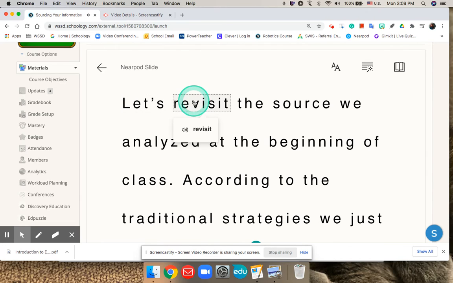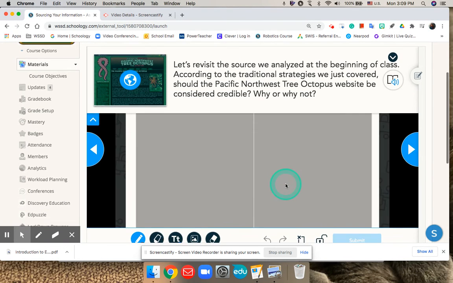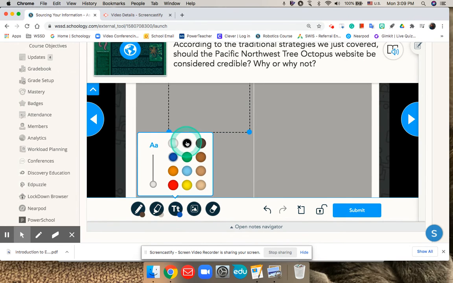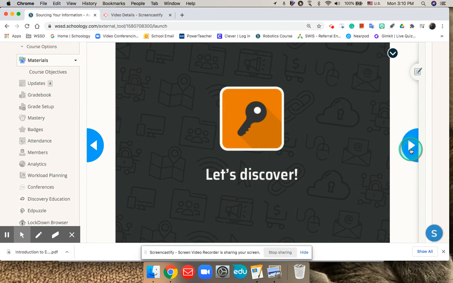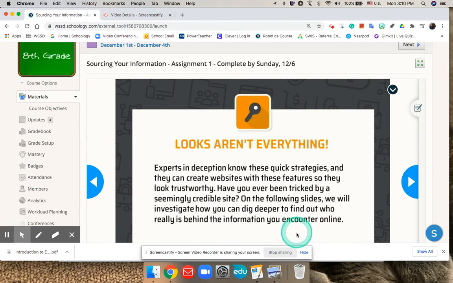Let's revisit. So you can do things that way. But if you're not doing stuff, this one lets you draw or use a magic marker or even type onto it. You can erase, you can add a picture of why you think something is credible or not. So there's a lot of things built into this that work really well. So again, you're just going to keep going through, answering all the questions, participating in everything, and reading everything on here. This is all very important information.